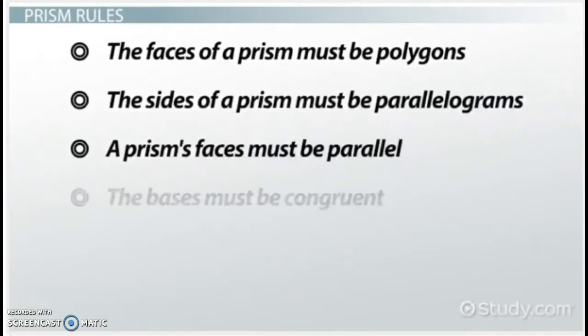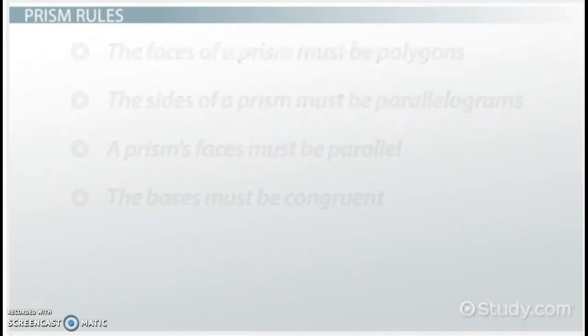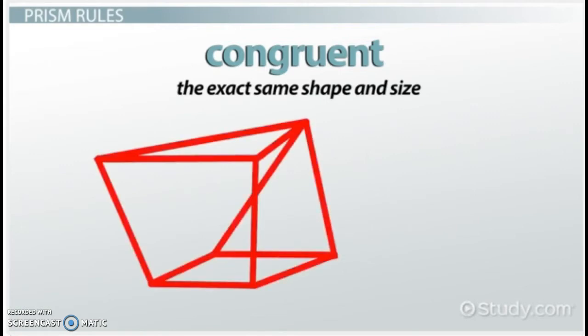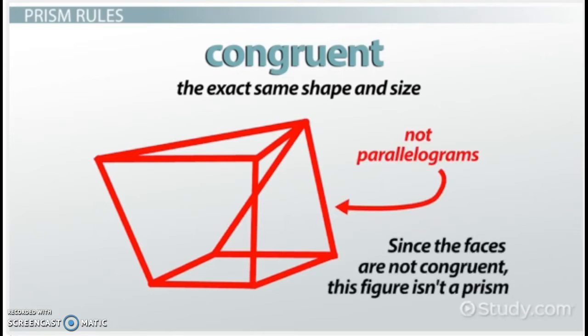Rule 4 states that the bases must be congruent. Congruent means the exact same shape and size. A figure that has differently shaped faces creates sides that are not parallelograms. Since the faces are not congruent, this figure isn't a prism.